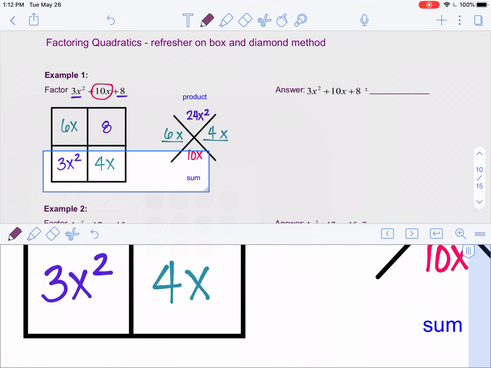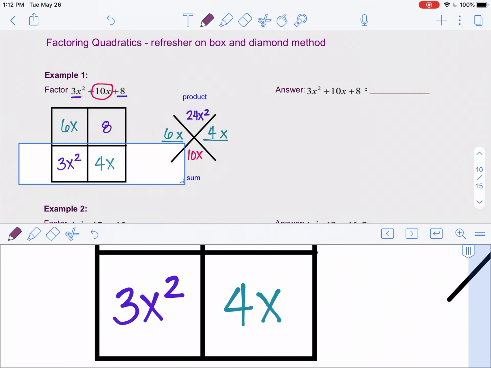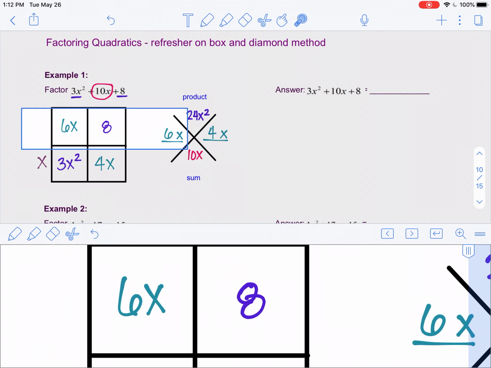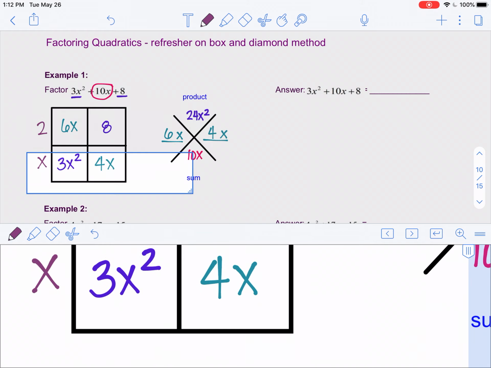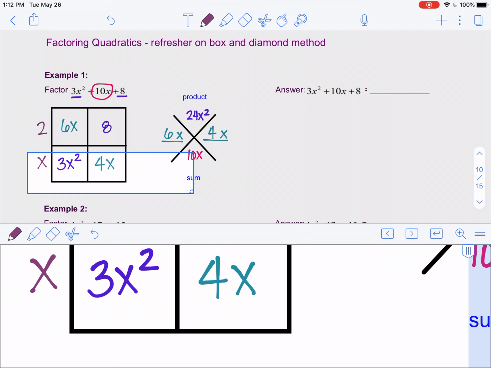All right, so then I can take a look. If I'm looking at what these two have in common, that would just be an x. And if I'm looking at what these two have in common, that would be 2. When I look at what these two have in common, that would be a 3x. And when I look at what the other vertical column has in common, that would be 4. And you can double check on the outside.